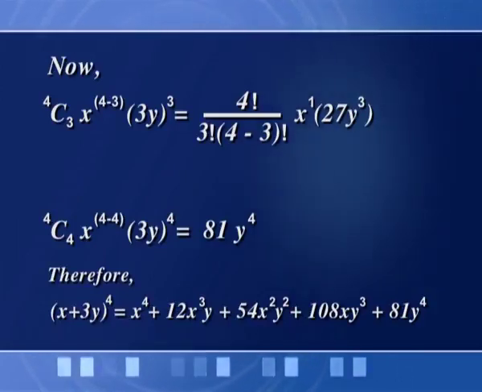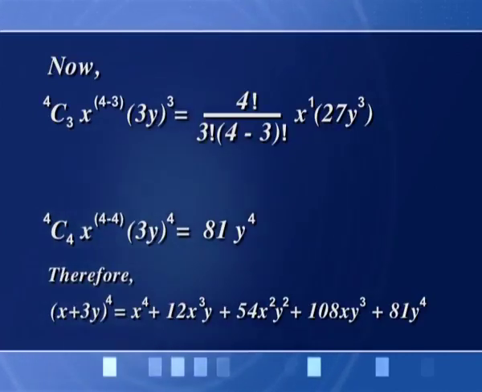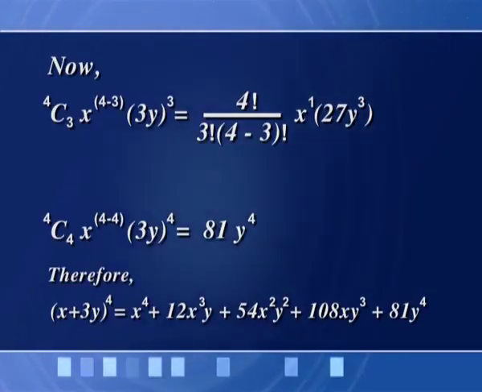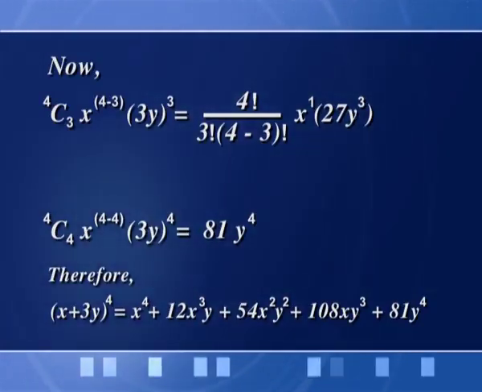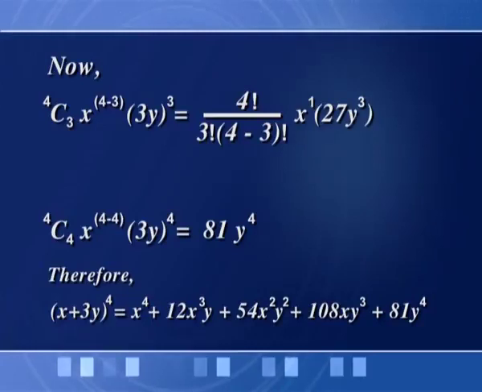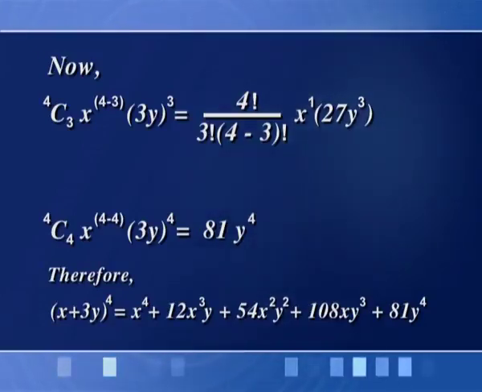Finally, (x plus 3y) raised to the power 4 is equal to x raised to the power 4 plus 12 x cube y plus 54 x square y square plus 108 x y cube plus 81 y raised to the power 4.